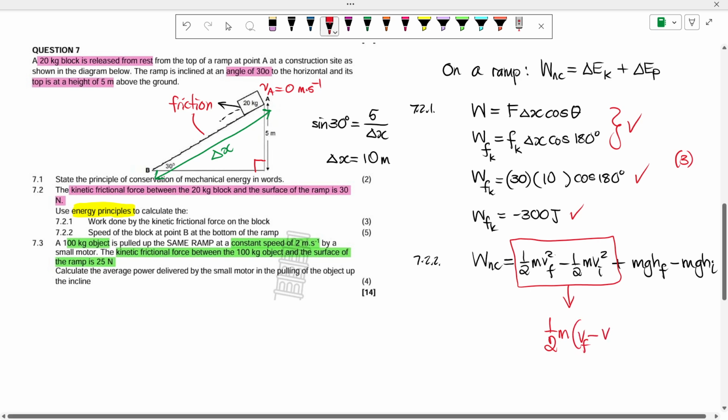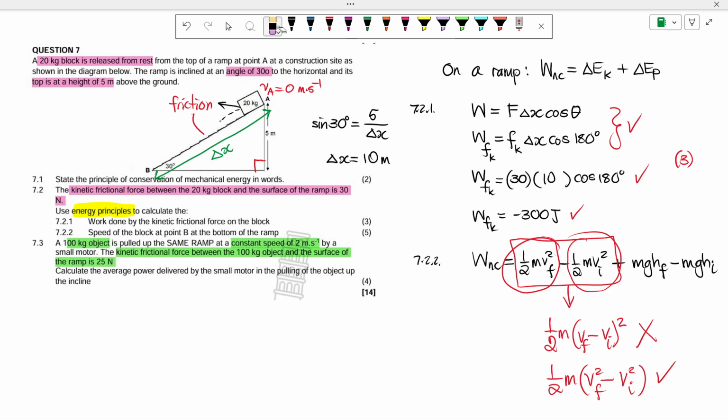Please avoid doing that. Just write out the final term minus the initial term, just to avoid mistakes, because this is wrong. The correct version is this, but just avoid doing that overall. Just write out everything nicely like that, then you can never make a mistake.